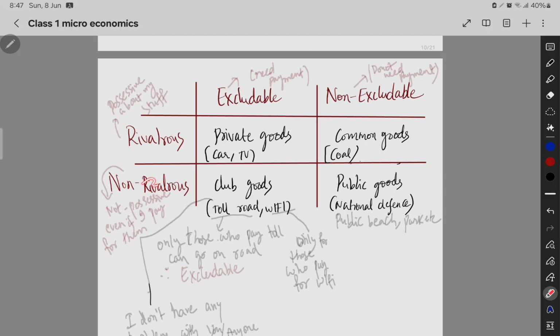And if I need not be possessive about it, I can even pay for it, or I choose not to pay. It doesn't matter. But I am not possessive about them. Example.